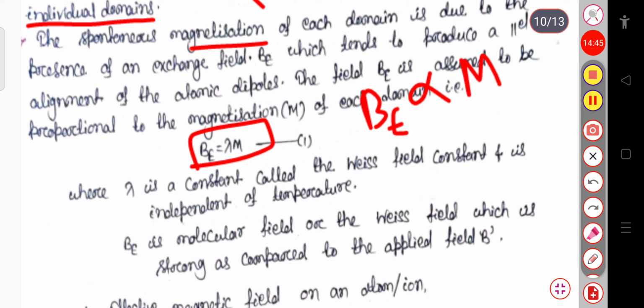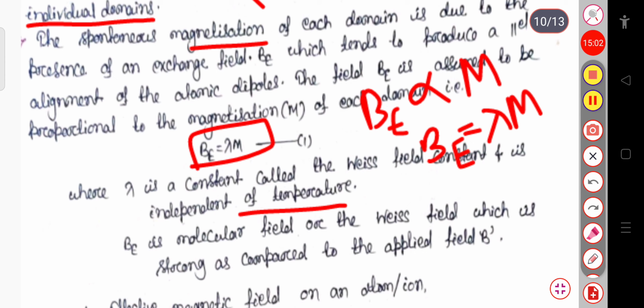So we can write BE equals lambda times M. Lambda is the proportionality constant, and M is the magnetization. Lambda is called the Weiss field constant, and is independent of the temperature. So this lambda doesn't depend on the temperature.